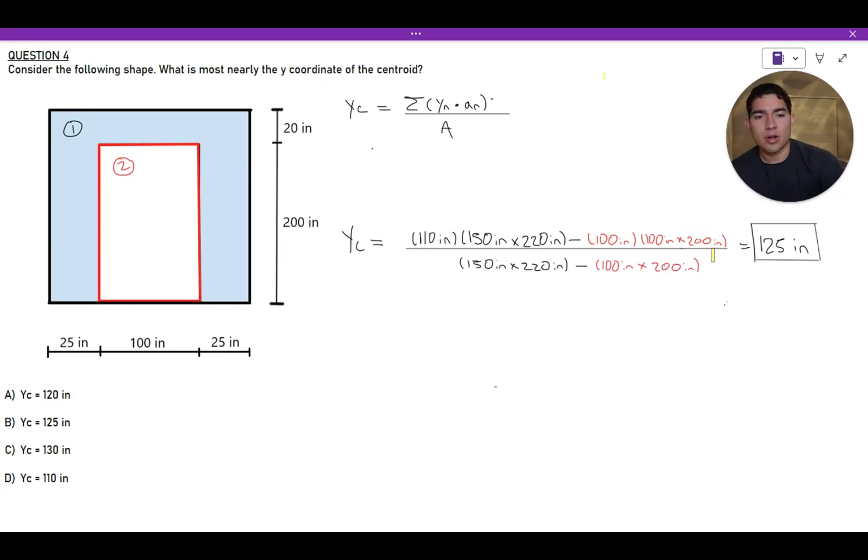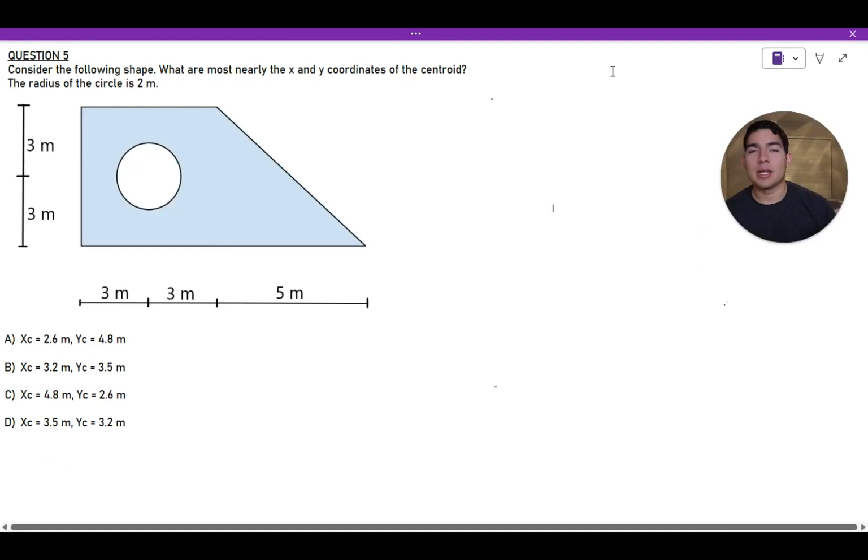So once you go ahead and put that in your calculator, you're going to get the answer, which is 125 inches. So if we take a look at the multiple choice, the answer is going to be B. Moving on to question number 5.